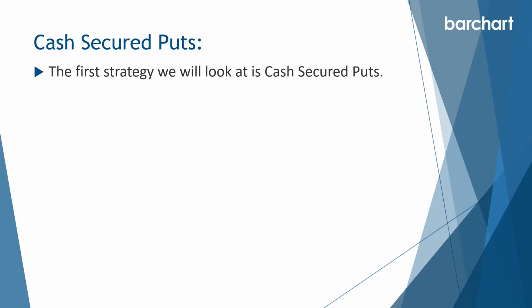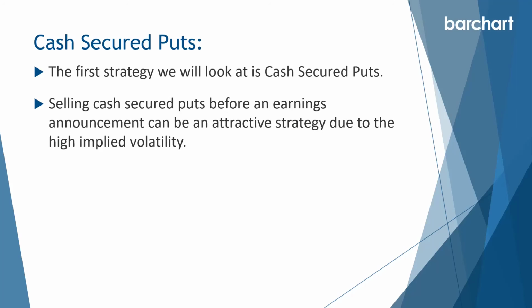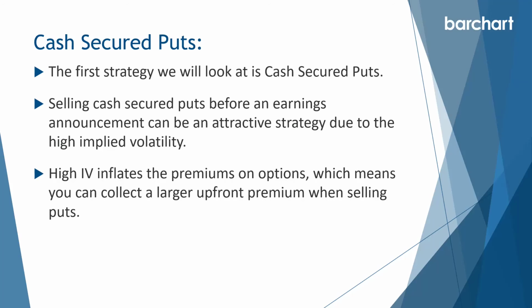The first strategy we'll look at is cash secured puts. Selling cash secured puts before an earnings announcement can be an attractive strategy due to the high implied volatility. High IV inflates the premiums on options, which means you can collect a larger upfront premium when selling puts.